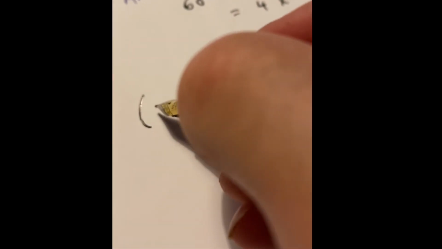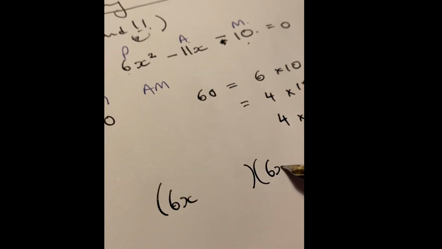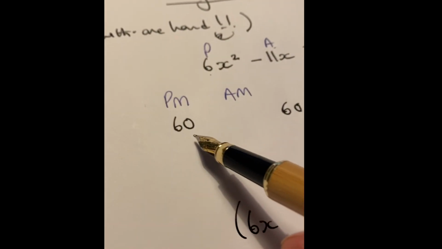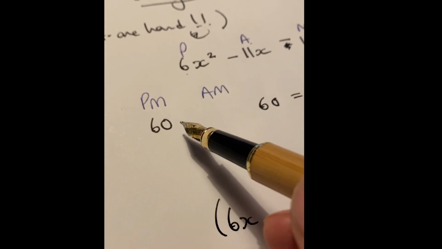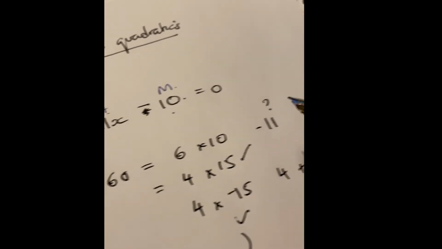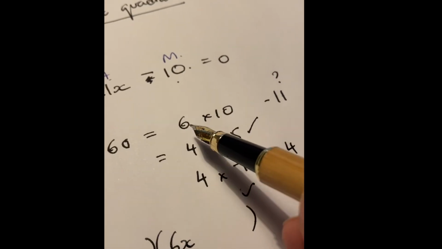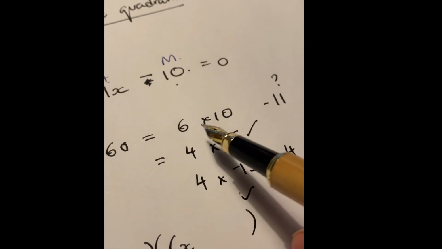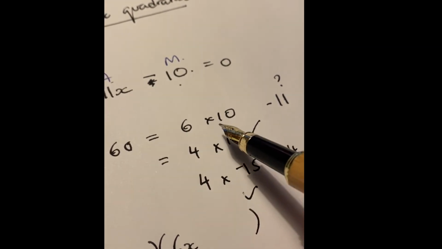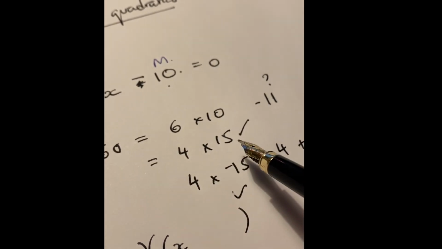Right. So what I now do is I get that 6x and I just put it in both brackets like that. So I've got my PM here is 60, and I want two numbers that multiply to make 60 that when you add come to negative 11. That's what I'm looking for. The obvious one was 6 times 10 to begin with, but when I do something with that, I can't get to 11. So then I choose 4 and 15.